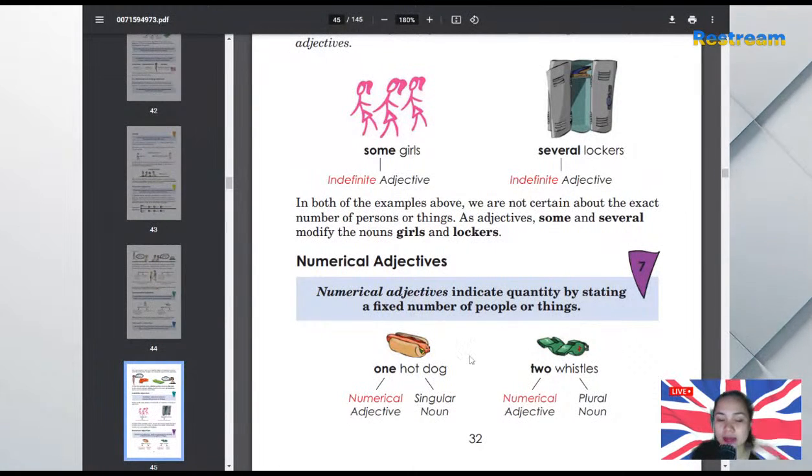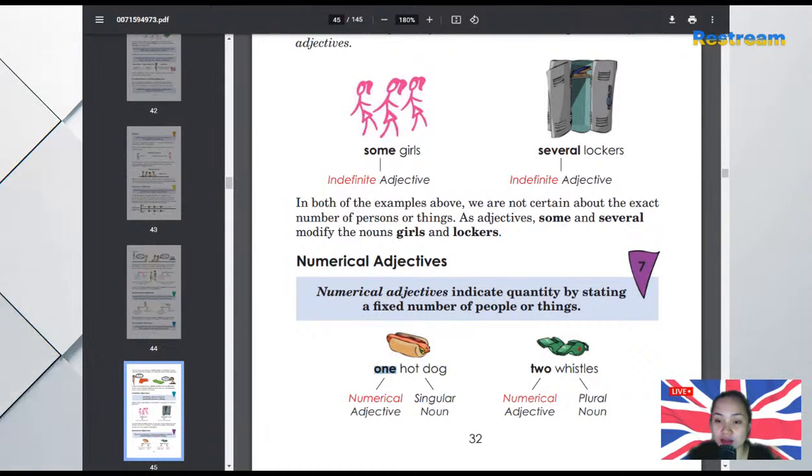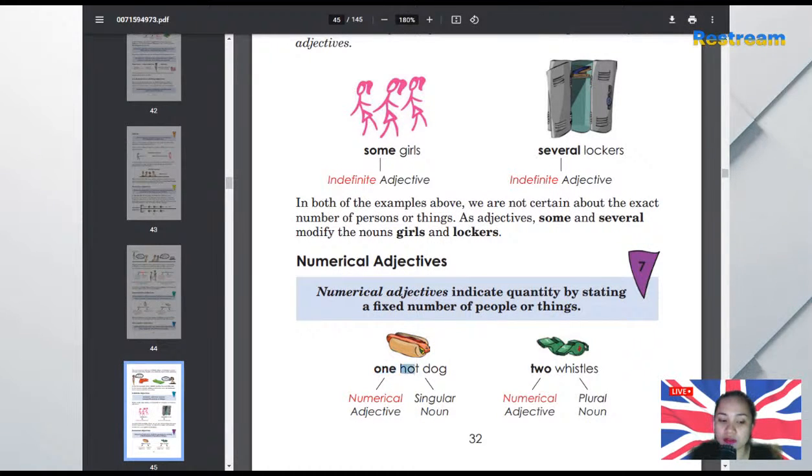For example, again from yesterday, we have the example one hot dog. One is a numerical adjective, like a count adjective, and it modifies the hot dog. So it means we have one hot dog. The other one is two whistles. Whistles is plural, as you can see, because it has the letter S; the root word is whistle.